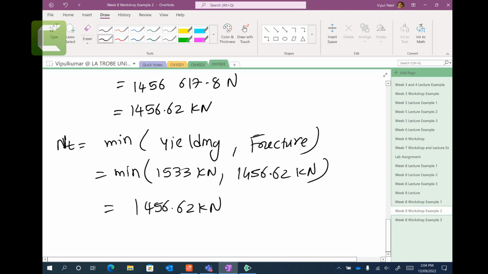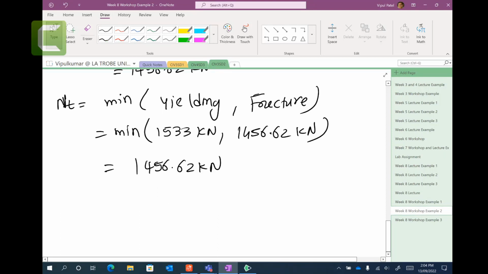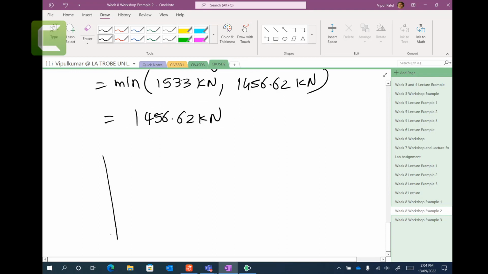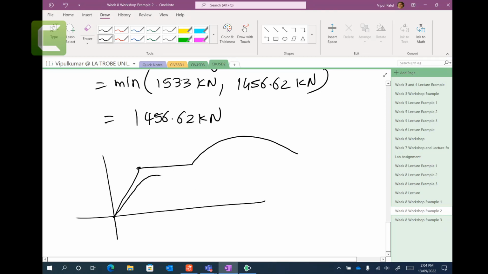It will be controlled by fracture. It will fracture before yield. That's the graph that I showed you. This is yielding, and it will fracture before yield. Right? So it will not reach this point. This is yield. This is fracture. So fracture will control.